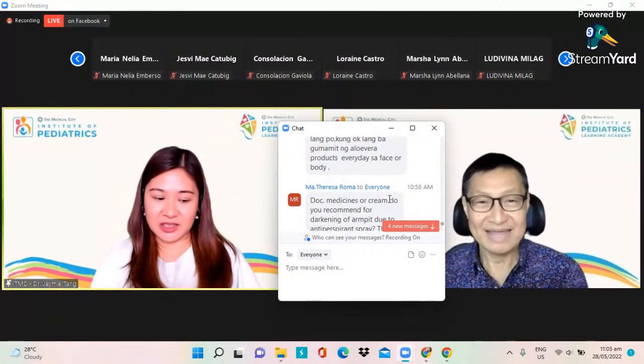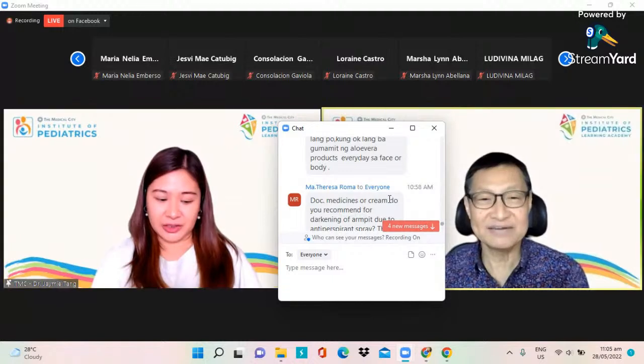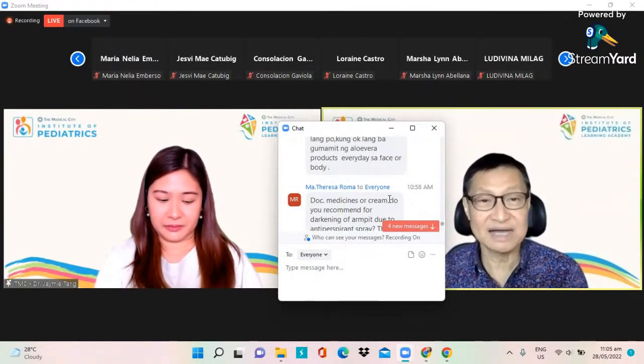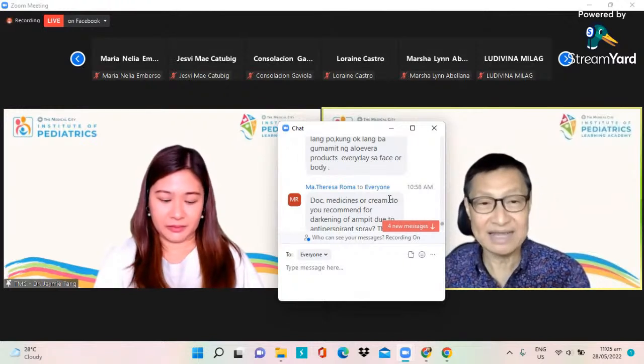Electric razor. Electric razor is the less irritating. Why not the regular razor lang, doc? Basta ano. You can, but there's more prone to irritation. The electric razor, because of its design, is less irritating, really.